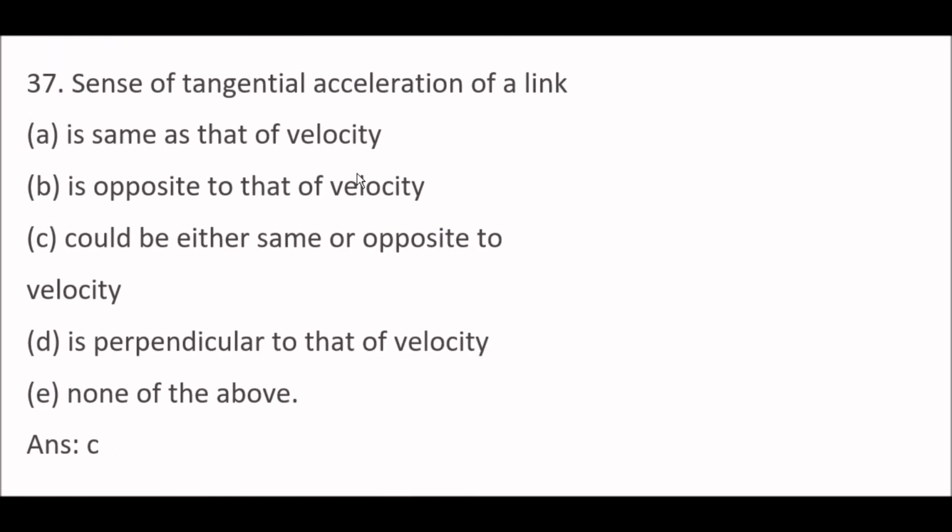Next question. Sense of tangential acceleration of a link. Option A is same as that of velocity. Option B is opposite to that of velocity. Option C could be either same or opposite to velocity. Option D is perpendicular to that of velocity, and option E, none of the above. Right answer is option C, could be either same or opposite to the velocity. Okay. Sense of tangential acceleration of a link could be either same or opposite to velocity.